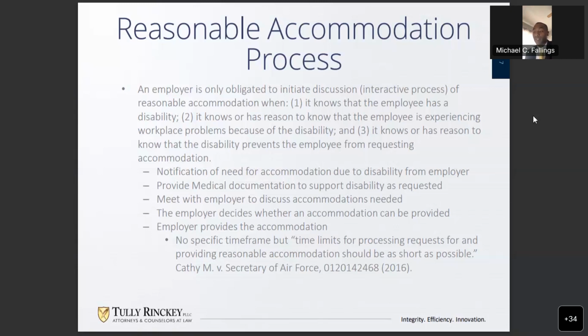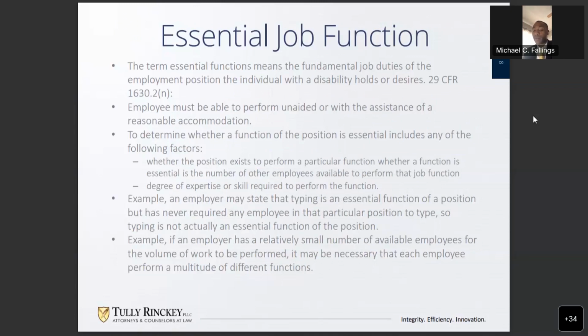So, essential job function. We referenced this earlier. Essential job functions are the fundamental job duties of the employment position that the individual holds. So the employee must be able to perform the essential job functions unaided or with the assistance of a reasonable accommodation. To determine whether a function is essential, there are several factors that are considered: whether the position exists to perform a particular function, the number of other employees available to perform that job function, or the degree of expertise and skill required to perform the function.